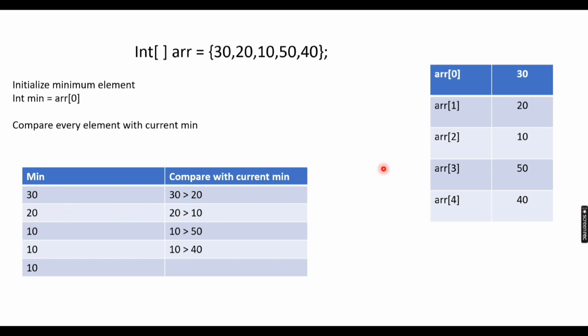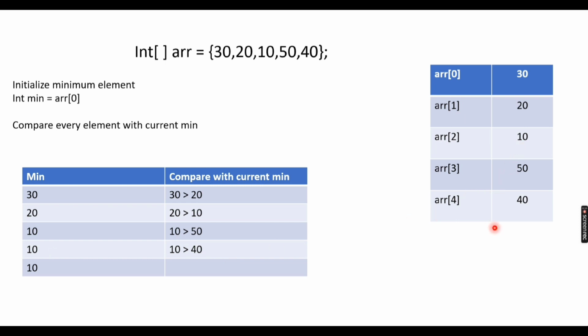Again, you will compare 20 with the next element. So 20 with 10. If 20 is greater than 10, it means that 20 is not the minimum. The other element is the minimum. So you will update the minimum to 10. Again, you will compare. So 10 will be compared to 50. If 10 is greater than 50, it is not greater. So it means that 10 is the minimum. So we will keep 10 as the minimum. We will not update the minimum in that case. Whenever the condition becomes true, only in that case will we update it. Because 10 is not greater than 50, we will keep the minimum as 10.